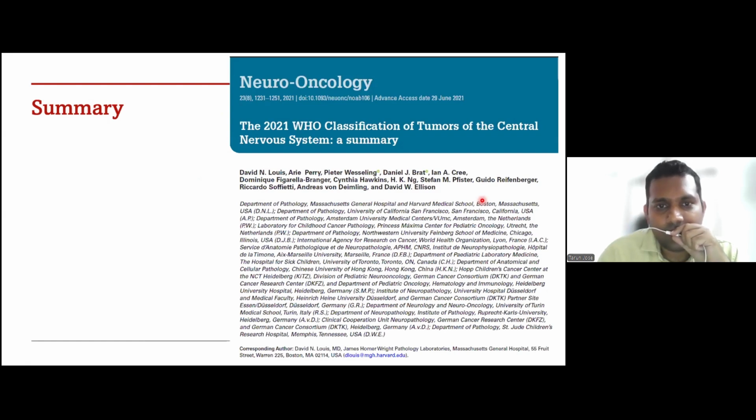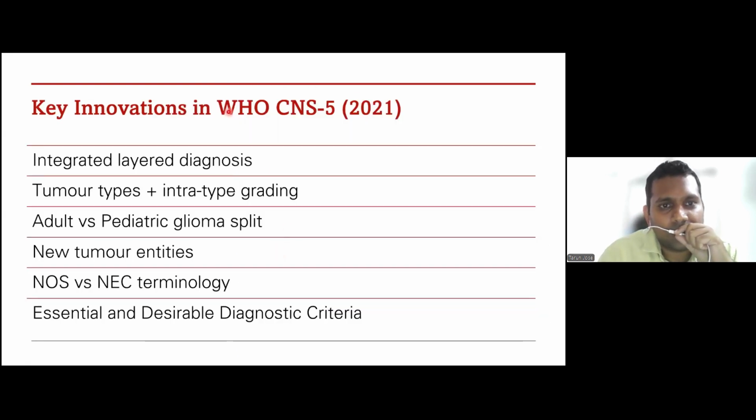So it's a big book. There is one good article by David Louis, who had summarized these changes in the WHO 2021 classification. Some of the key innovations in the new classification are, first, an integrated layered diagnosis, where the diagnosis is split section-wise, and all the sections combined give a proper diagnosis. Next, it depends on the tumor types, and there is also intra-type grading. Then adult and pediatric gliomas have been split into two separate entities now.